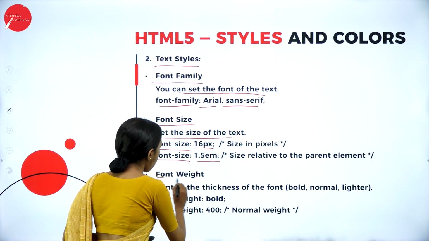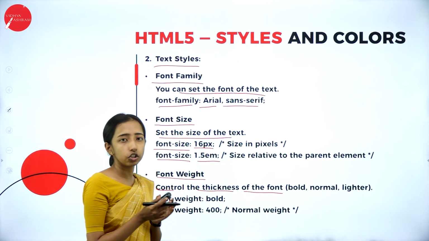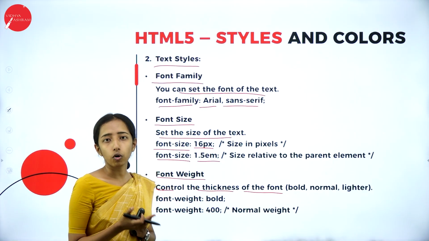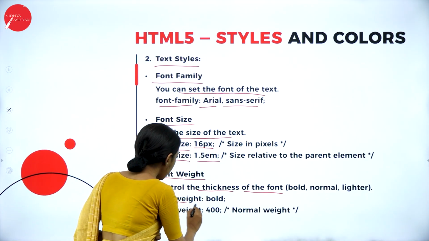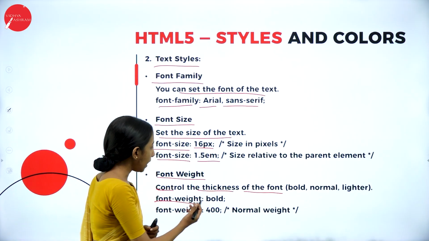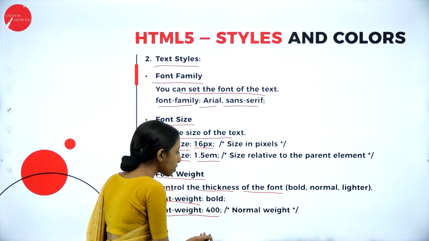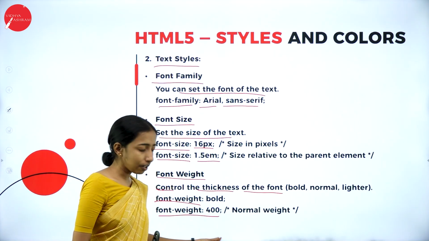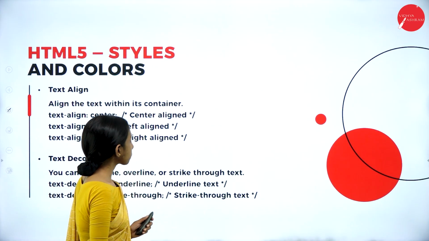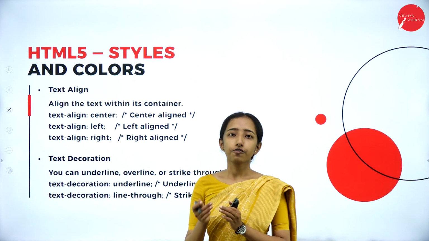The next is font weight. It controls the thickness of the font, that is bold, normal, lighter. It gives you the weight of the text or font we are using. The property we use is font weight, and here bold. So the text will be in bold format. And the next, we can also give it in a numeric way, which will give you a normal weight when we specify a number. So that was about font family, font size and font weight.